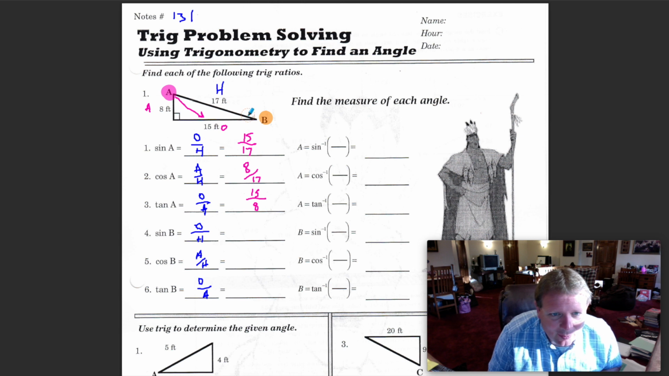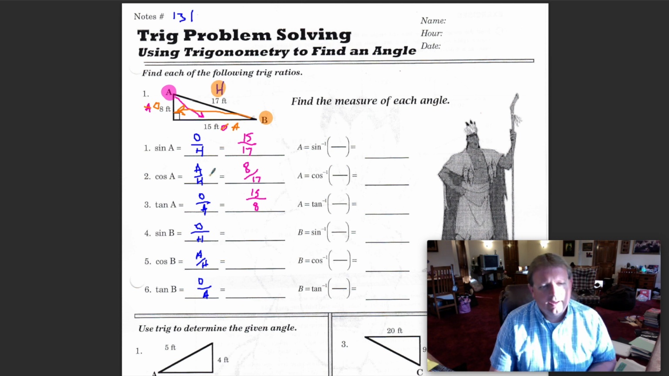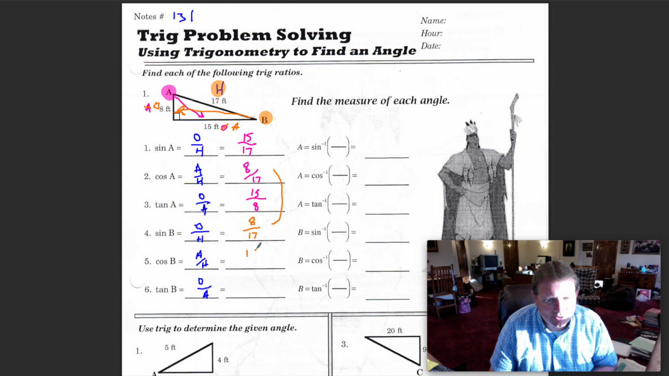But if this is angle B, this is still the hypotenuse, but now, remember, the legs change. So this becomes the opposite leg, and this becomes the adjacent leg. And so then this would be 8 over 17. But then we remember that the sine of angle B equals the cosine of angle A. The cosine of angle B, which would be 15 over 17, equals the sine of angle A.